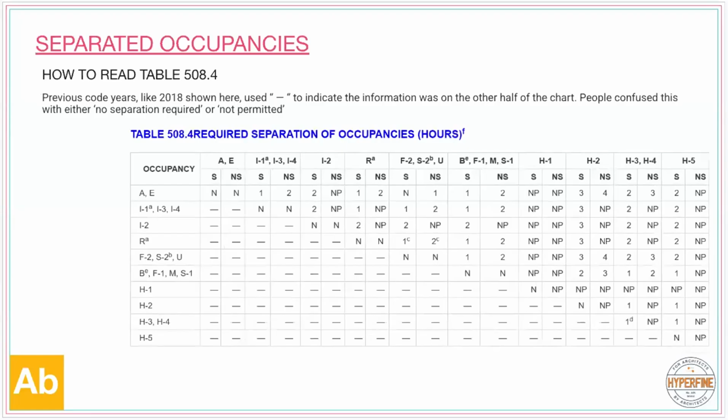Before we start, just know that it doesn't matter which way you read the code. This is a picture of the same table from 2018. And because the stuff in the bottom half is just a replica of the stuff in the top half, they dashed it out. And people kept confusing these dashes, meaning either it was not allowed or no separation was required.